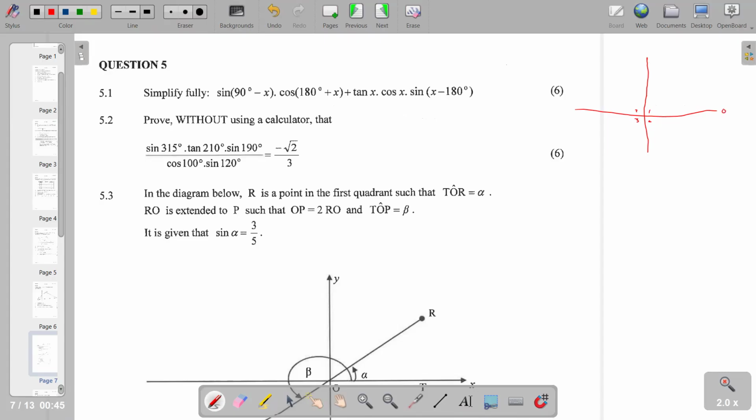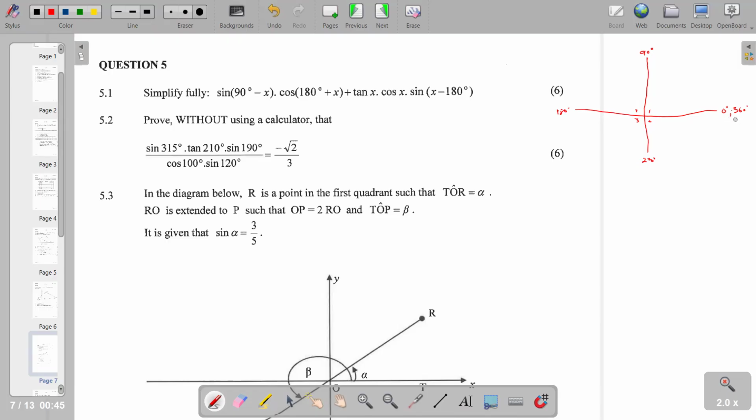Here we have 0 degrees. Here we have 90 degrees. Here we have 180 degrees. Here we are having 270 degrees. Then here we are having 360 degrees. So these are the positive angles.